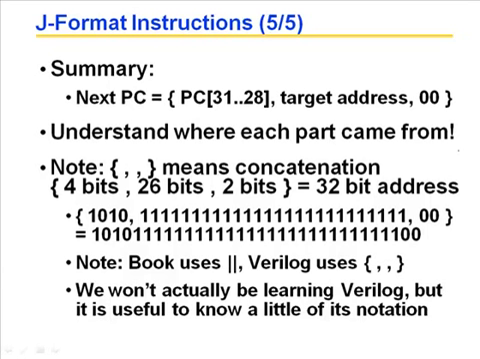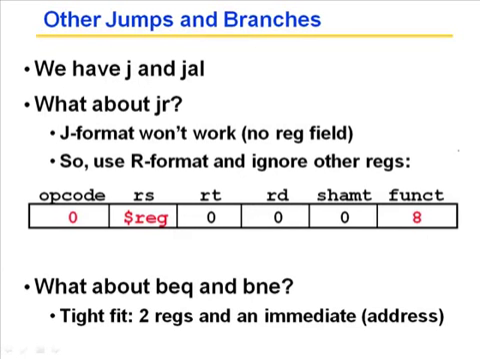And here are 2 ways to do it: the Verilog notation, which uses commas and braces, and then the straight 32-bit format. So we have jump and jump address location. What about jump register? J format won't work, there's no register field. So use the R format and ignore the other registers. When you want to use a jump register, you have the source register, opcode 0, function of 8, everything else is 0.